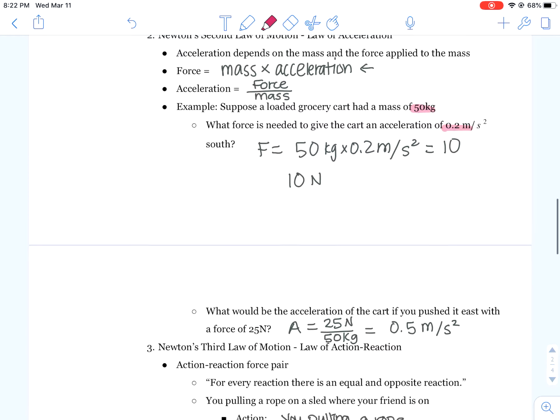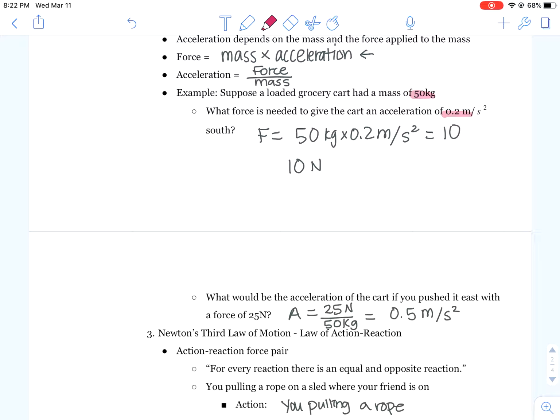If you go on the back page, you'll see what would be the acceleration of the cart if you push it east with a force of 25 Newton. Now I'm also going to use the equation with acceleration, so I'm going to do force divided by mass. Now I have the force of 25 N, so that's going to be on the top, and I'm using the same mass as the first question because that's the given assumption.